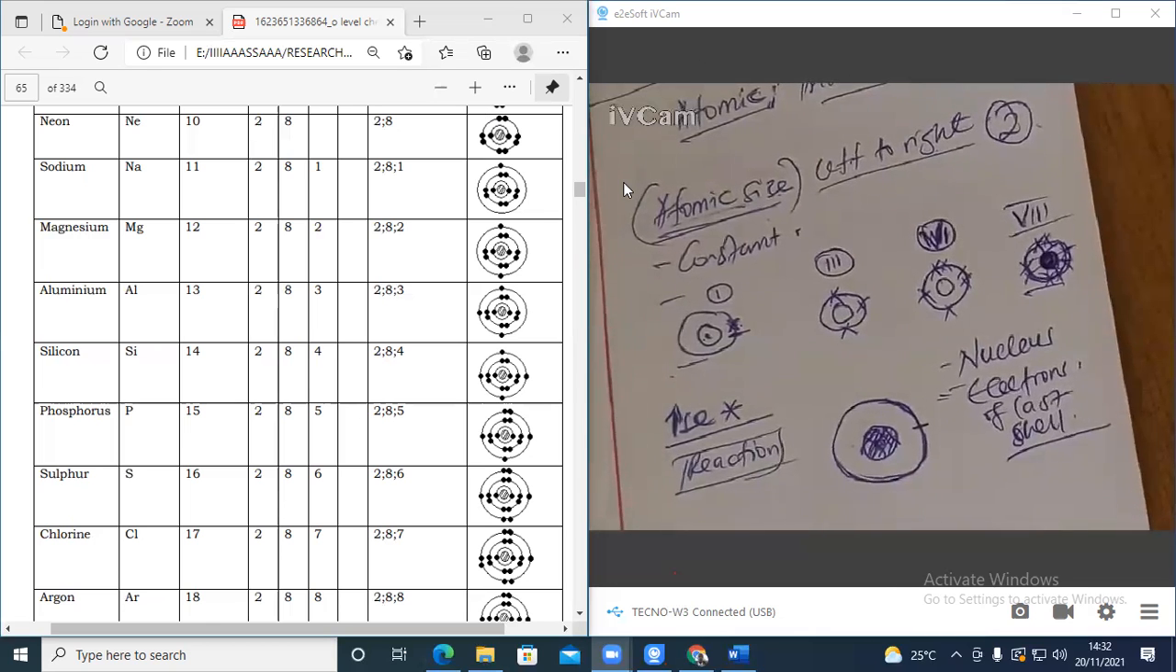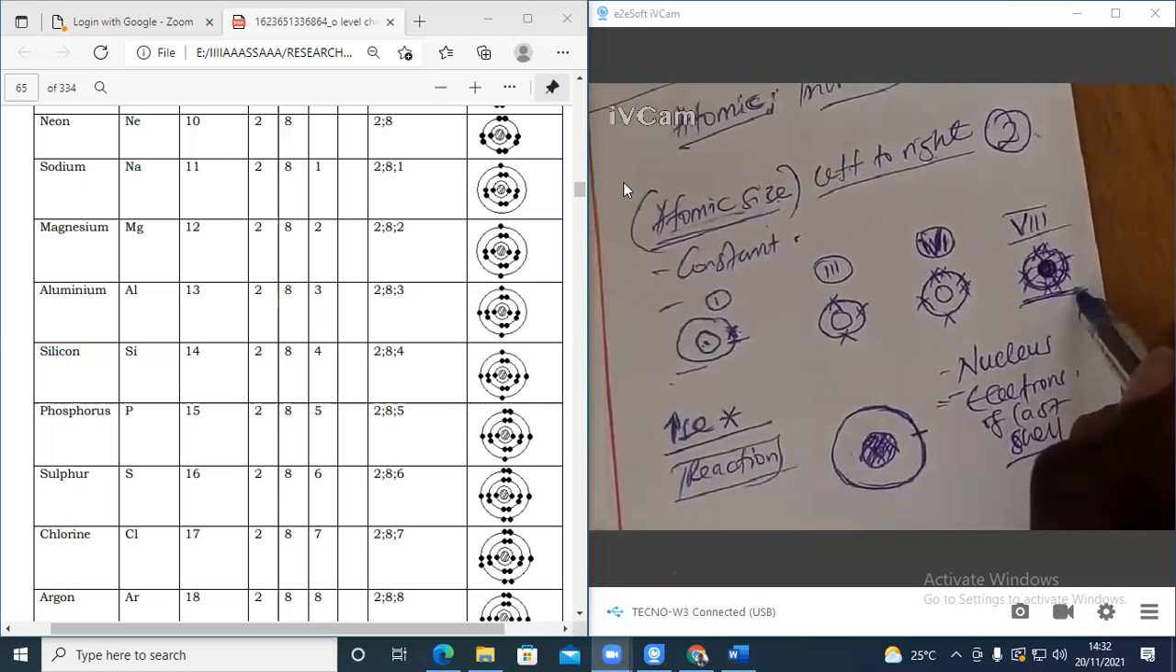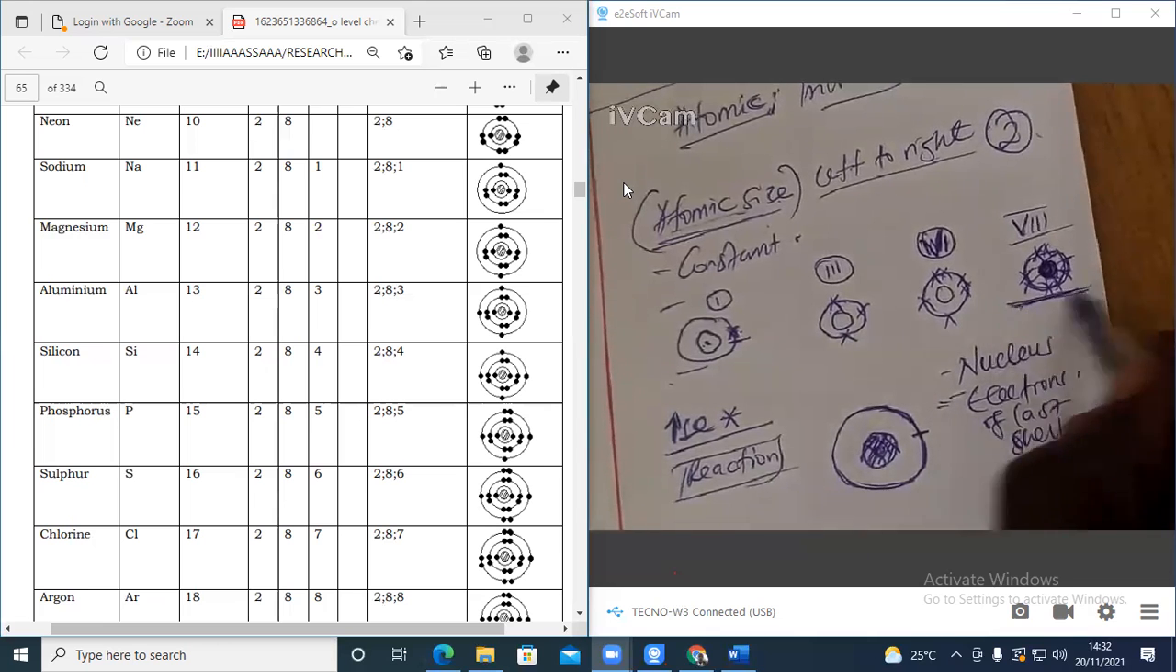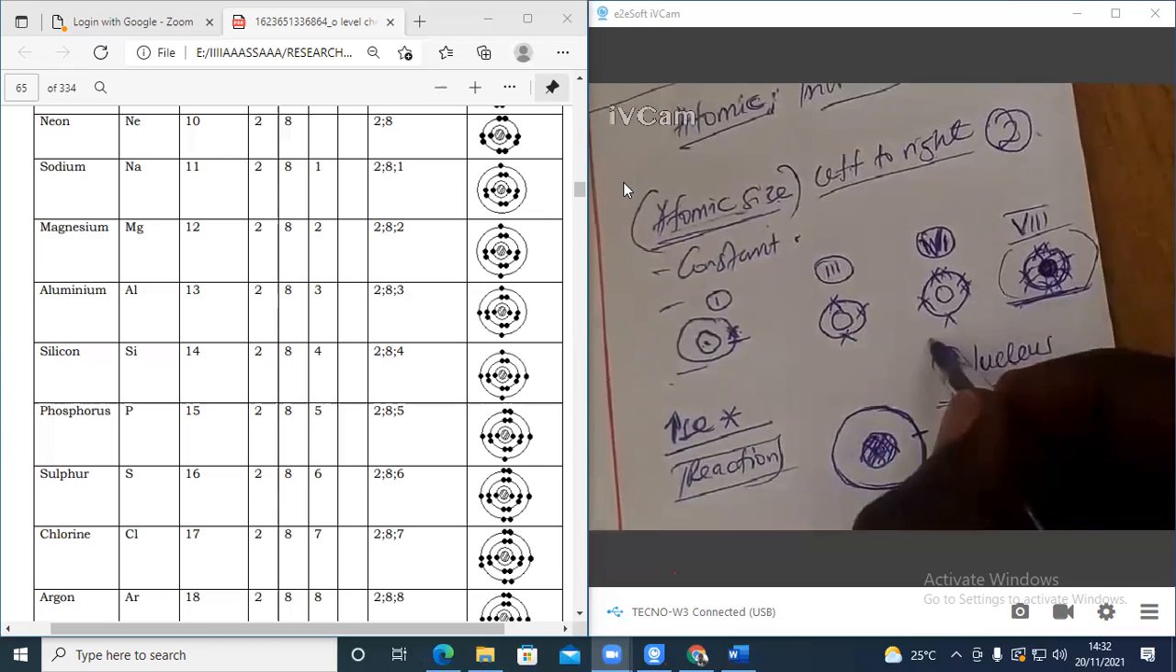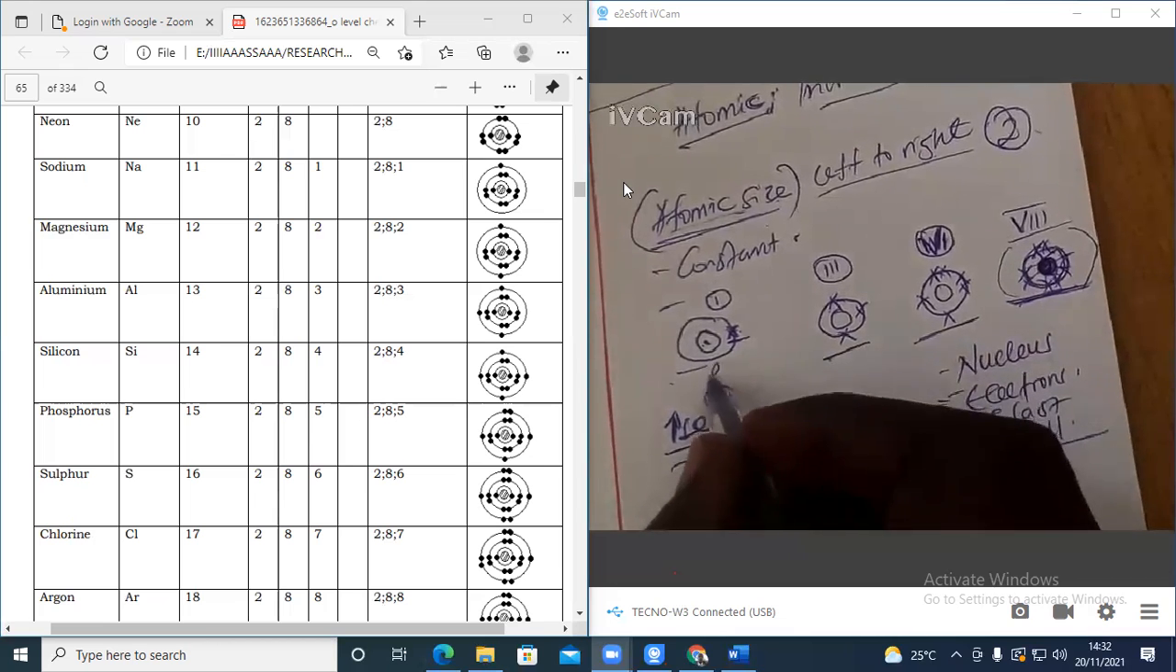Very good. So if one electron is on the shell, this one is going to be smaller. The smallest is going to be this. Then this one is going to be smaller, and then this one is going to be small. Therefore, this one is going to be what? Big.